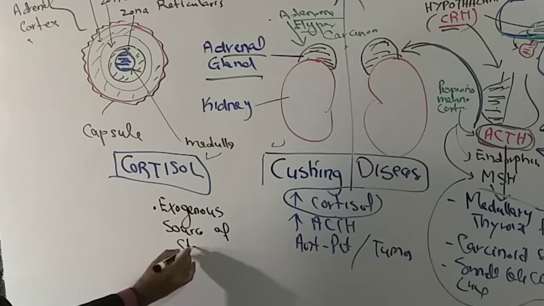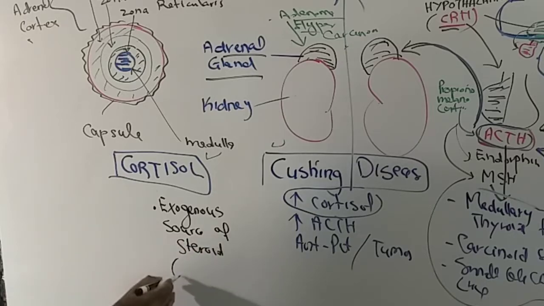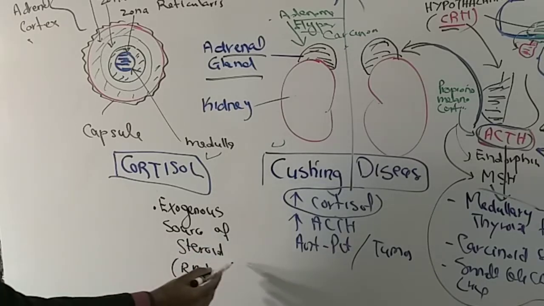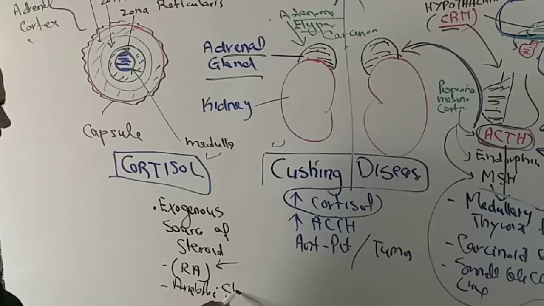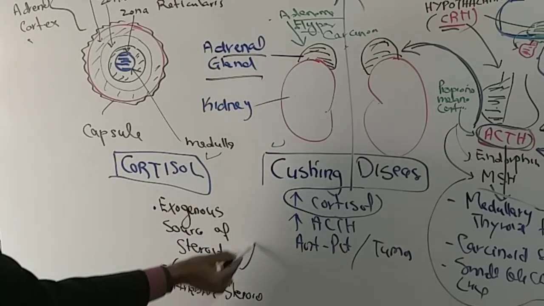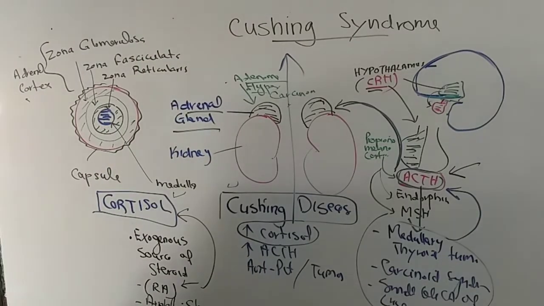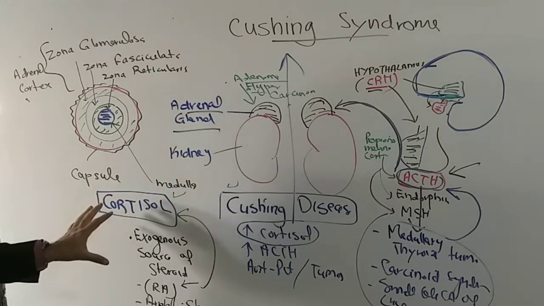For example, those who are suffering from rheumatoid arthritis may be put on steroid for a longer period of time. And sometimes people who are doing bodybuilding take anabolic steroids, but they too will end up with higher concentration of cortisol, resulting in the condition we are calling Cushing syndrome, which is a constellation of many signs and symptoms in the body, which we will see shortly. So I hope this makes some sense.